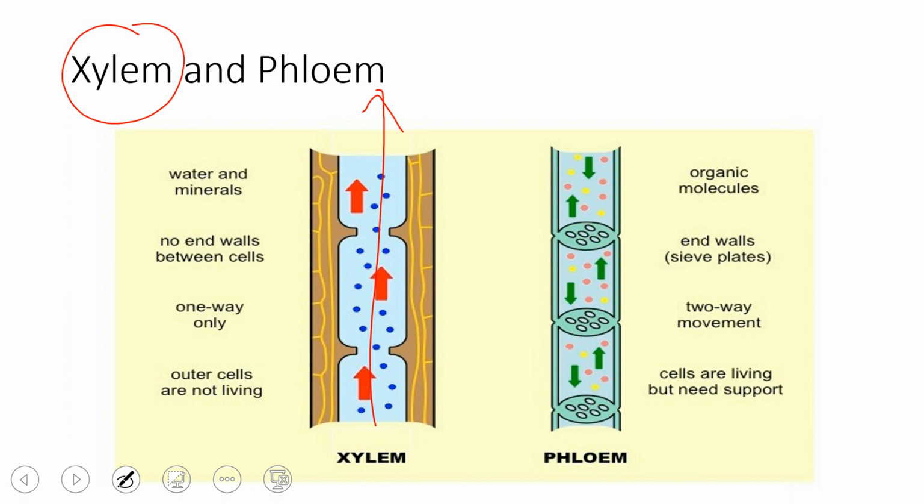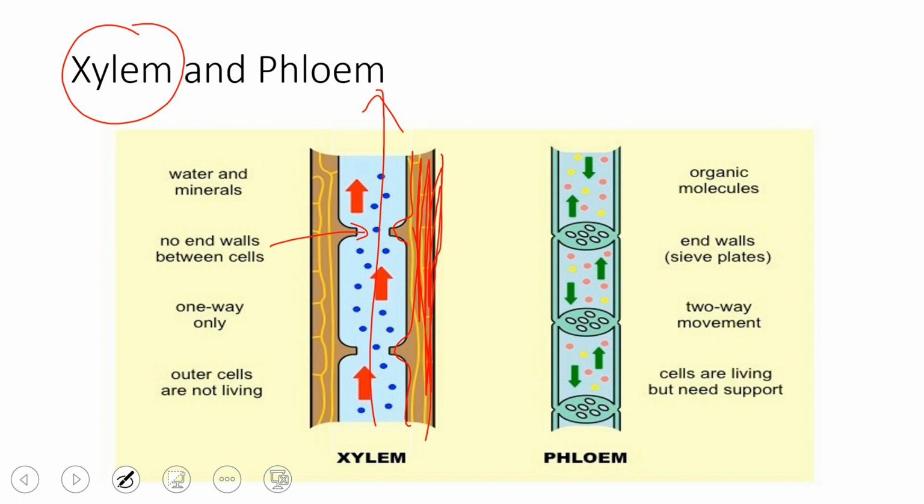The walls of the xylem are very thick. They are lignified cell walls, which give strength to the xylem vessels. They give support, and that's why the xylem plays a role in support, in addition to transport. Between the cells, we have no cell wall, so no end walls between the cells, and the cells, of course, are not living cells. Xylem is made of empty, hollow cells. They are not living cells.